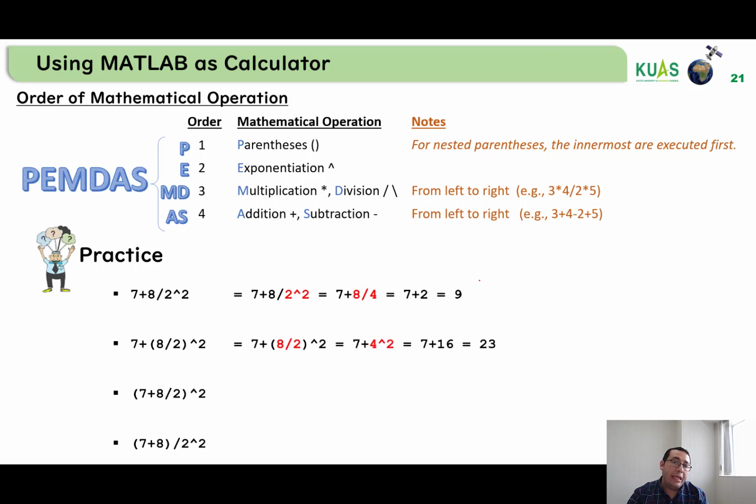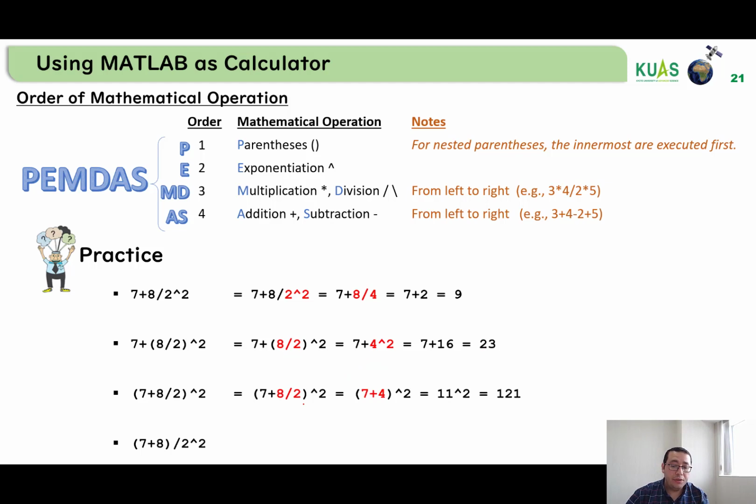Similarly, let's go to the next one. We have here 7 plus 8 divided by 2, but 8 divided by 2 is in the parentheses, and parentheses come first, so we should do that first. So 8 divided by 2, the result will be 4. So it would be 7 plus 4 to the power 2, and then the power is second, so 4 to the power 2, the answer is 16, so 7 plus 16, the answer is 23.